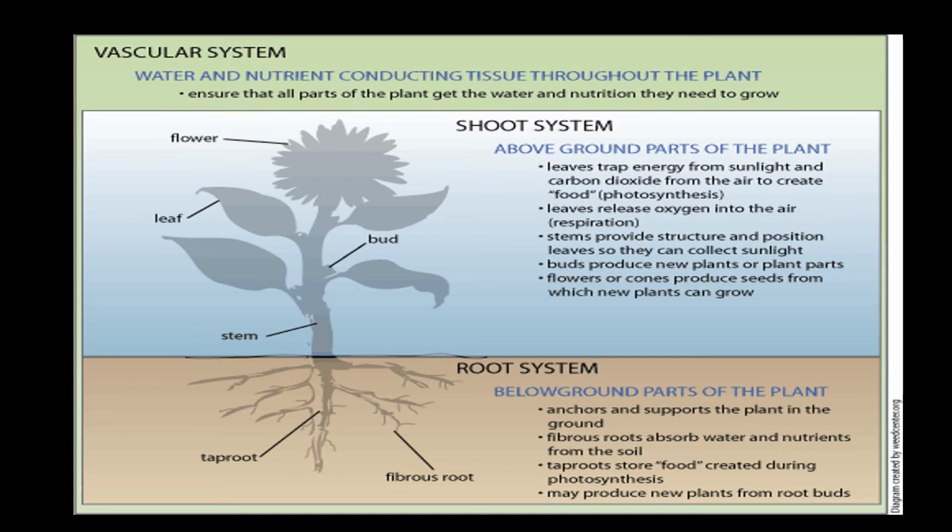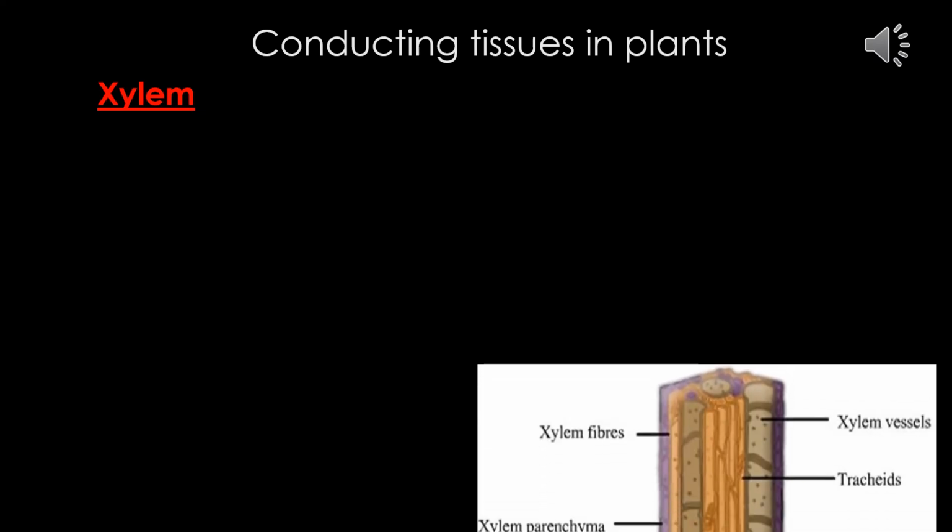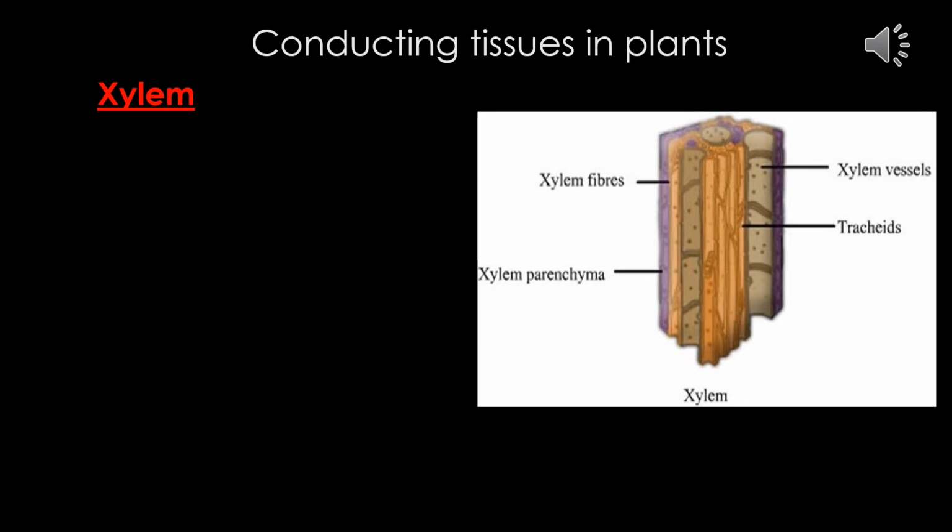So these two are carried out with the help of special tissues in plants. That special tissues are the xylem and phloem. The xylem and phloem together are known as vascular bundles or transporting systems. Now you know xylem and phloem are the conducting tissues in plants. Let us study about xylem in detail.